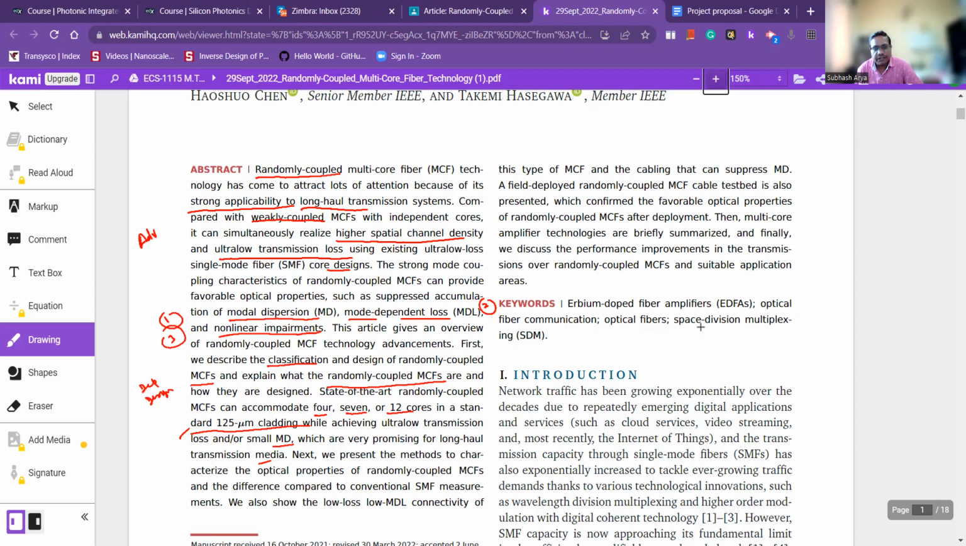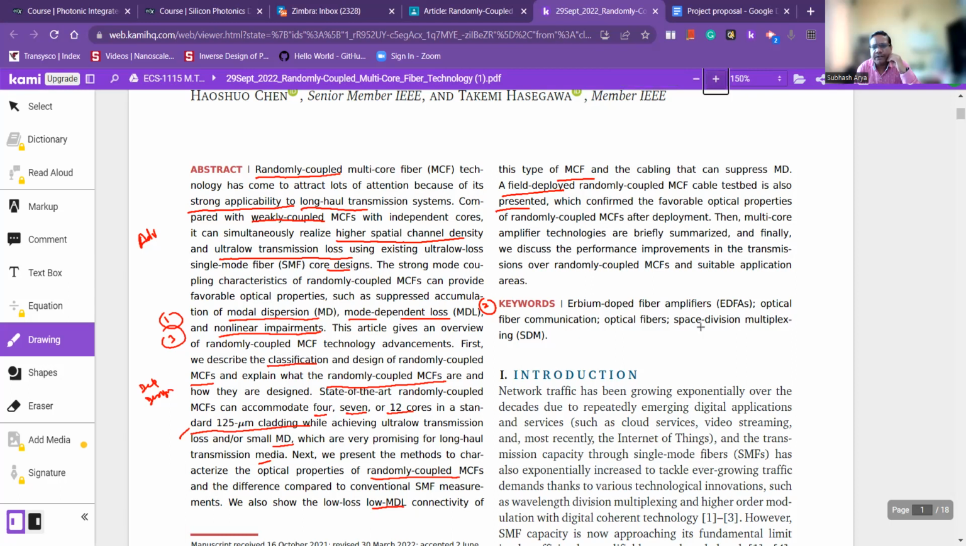Now, next we present the methods to characterize the optical properties of randomly coupled multi-core fibers and the difference compared to conventional single mode measurements. So how to characterize these properties, how to determine the quality, these things have been explained. We also show the low MDL, mode dependent loss, of this type of multi-core fiber and the capability that can suppress modal dispersion. A field deployed randomly coupled multi-core fiber cable test is also presented, means actual case, which confirms the favorable optical properties of randomly coupled multi-core fiber after deployment.